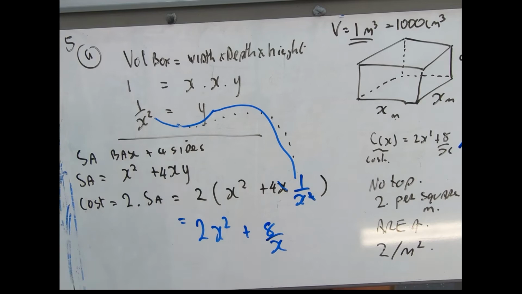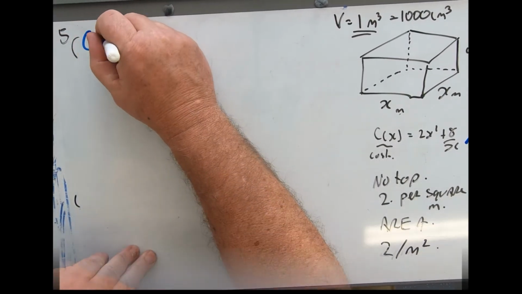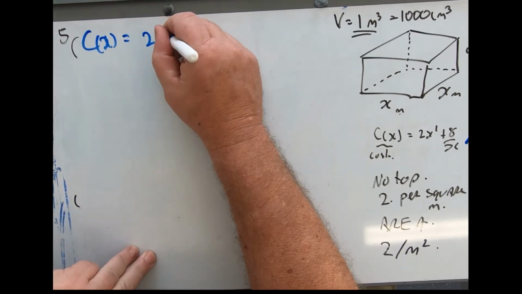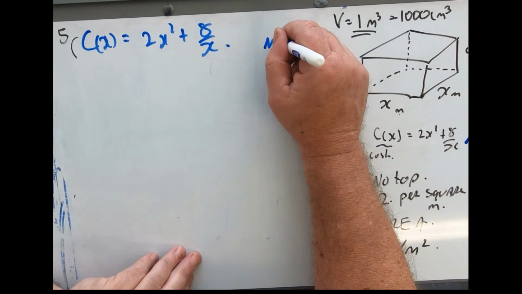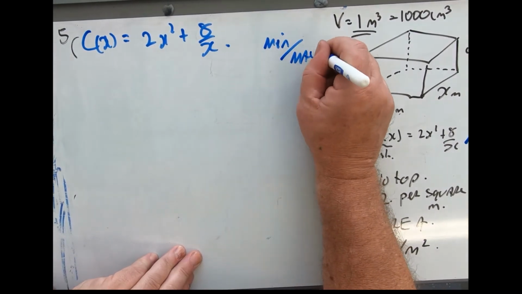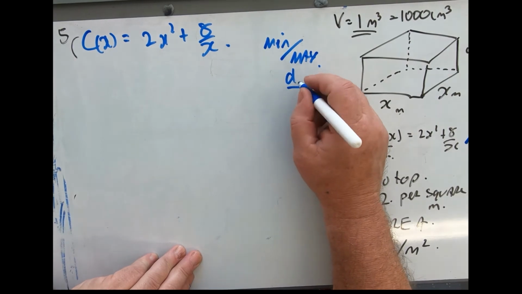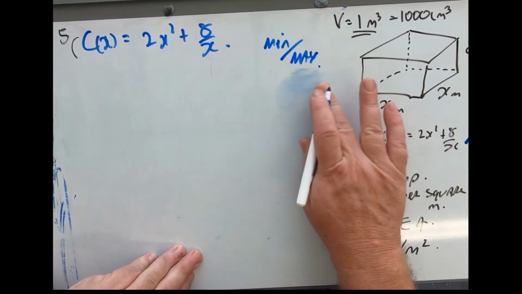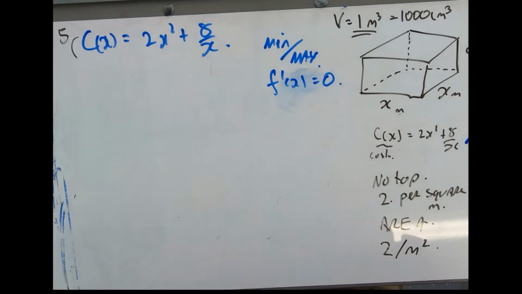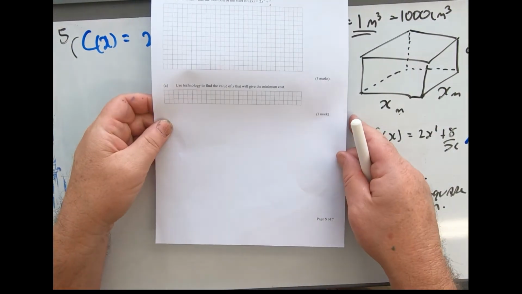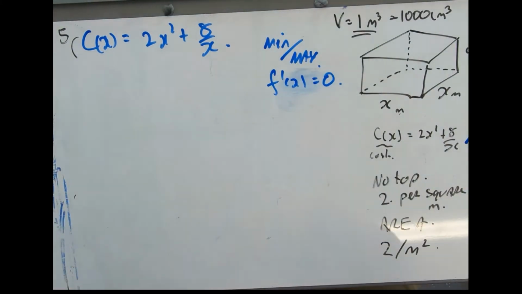Right, from here we're going to be doing something to do with maximums and minimums. So let me just wipe this. If we have C of x equals 2x squared plus 8 on x, we're going to minimise or maximise. Either way, we need a derivative. We need f dash x equal to 0. Not quite sure where my calculator is at the moment, so we might have to do this by hand. Oh, use technology. Use technology.